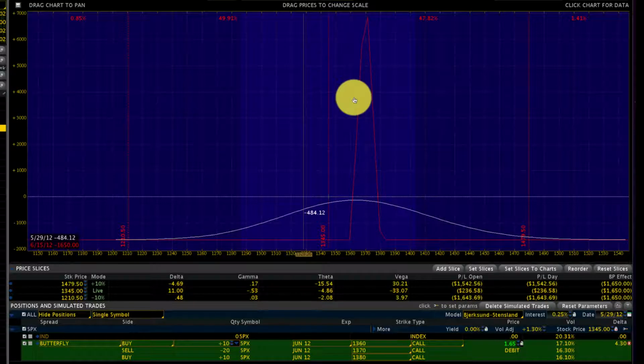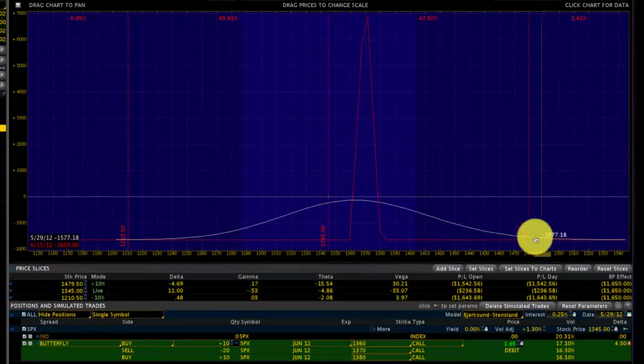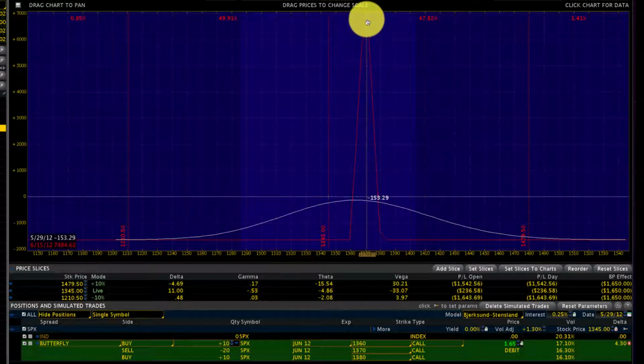So that's exactly what a butterfly is. And if you recall the iron condor, the butterfly also has wings. Now this is the left wing and this is the right wing. And in the middle, it has this huge profit potential. So you have a profit potential of almost $7,000 on an investment of $1,650. So the potential for profit is very high.